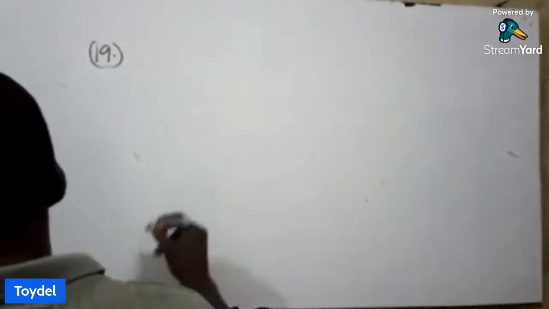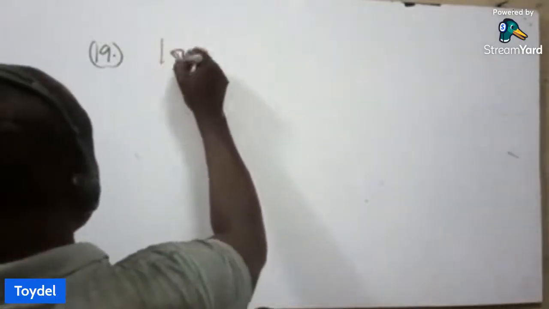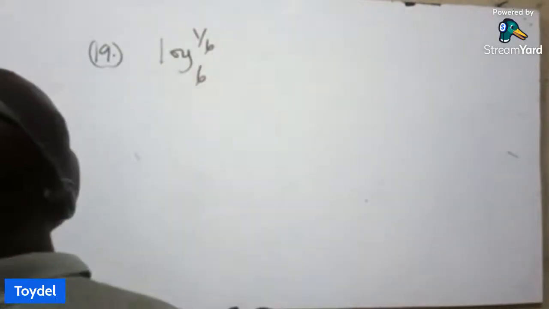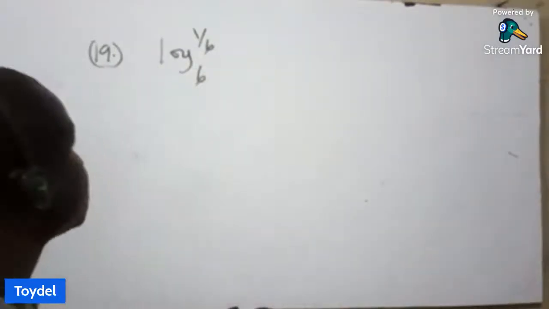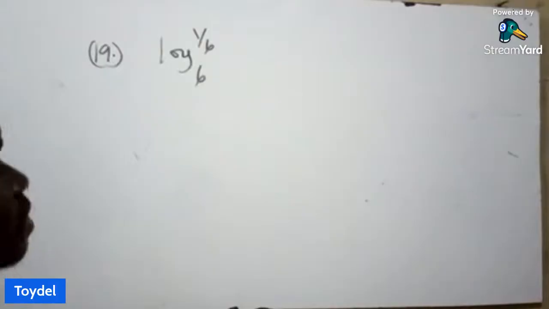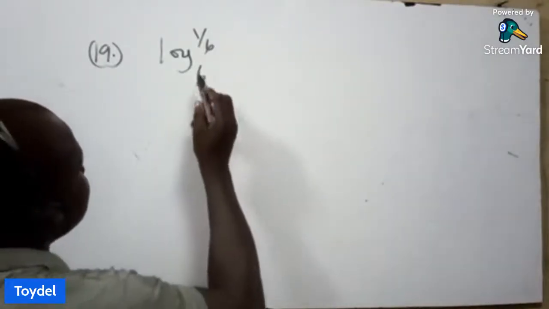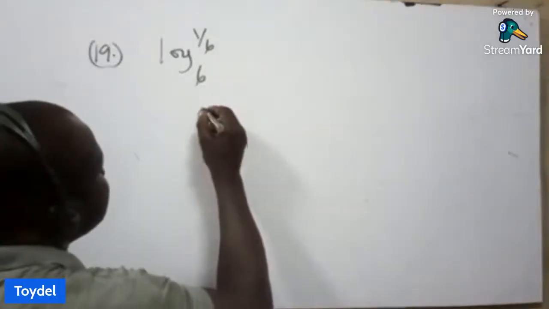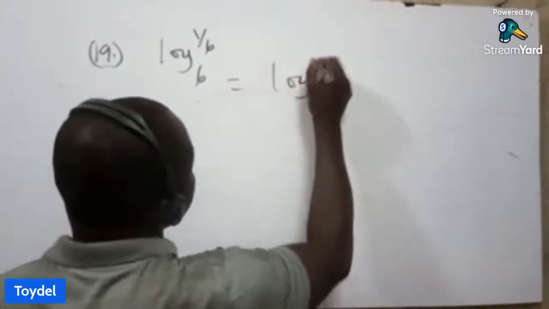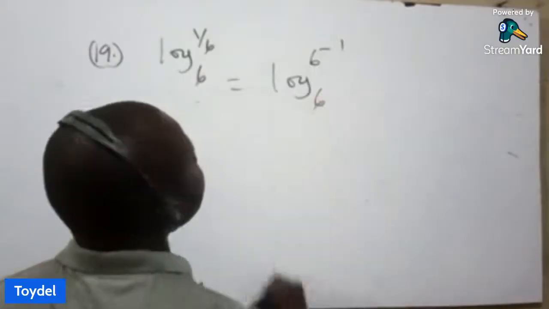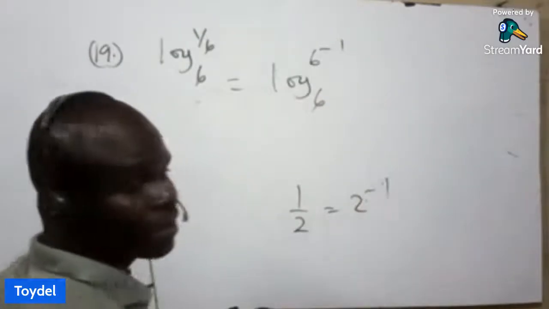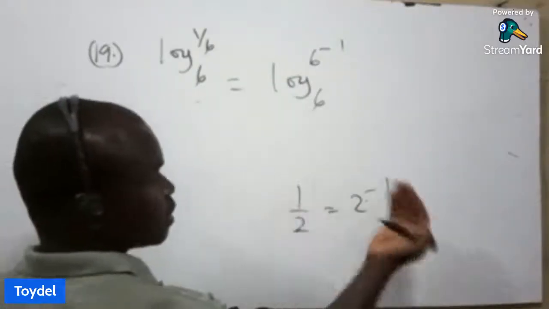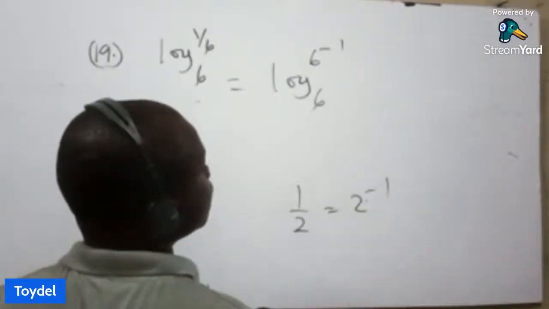Look at this one where we have log 1 all over 6 base 6. Without going through any stress here, this answer is minus 1. Just look at it, you know the answer is minus 1. How do I get that? When I have 1 all over 6, it's the same thing as saying log 6 raised by minus 1 base 6. If you have 1 over 2, it's the same thing as 2 raised by minus 1. So the reciprocal, if you want to take it to the numerator, it attracts the negative sign.